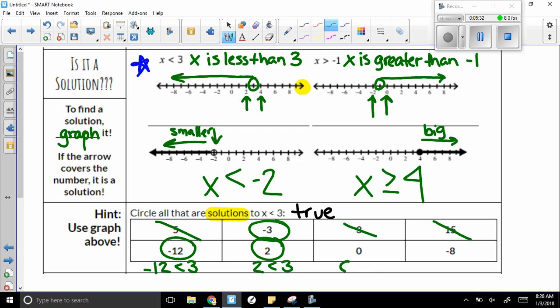How about 0? Is 0 less than 3? Yep, 0 is less than 3, so I circle it. And last one is negative 8 less than 3. Again, any negative number is going to be smaller than a positive number, so I can circle that one. So whether you use that graph or you put it into the inequality statement, there are lots of different solutions. There's lots of different values that make an inequality true, and you have to try them all out.